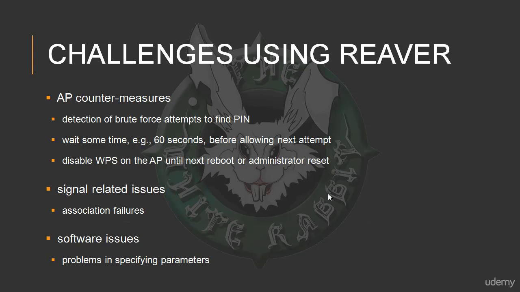Besides the AP countermeasures, there are other problems using reaver that are more easily handled. One is signal related issues. So we saw things like association failures that happen quite frequently, and there's a couple of ways that we talked about to handle this. One was using better antennas with more antenna gain, and the other was trying to do the WPS attack when the network traffic was light.